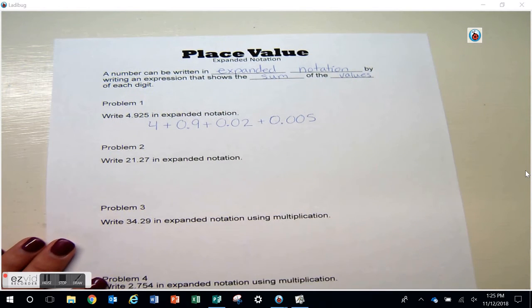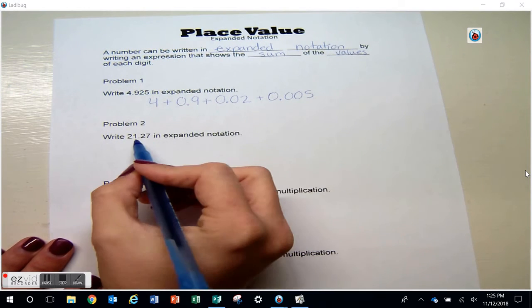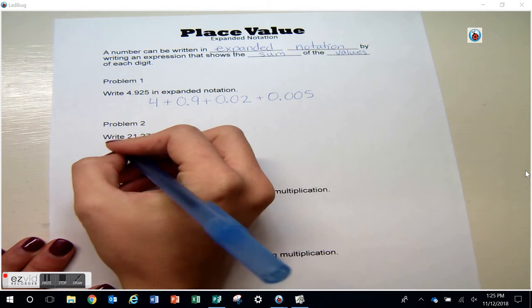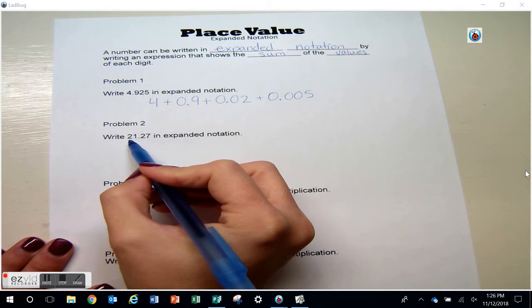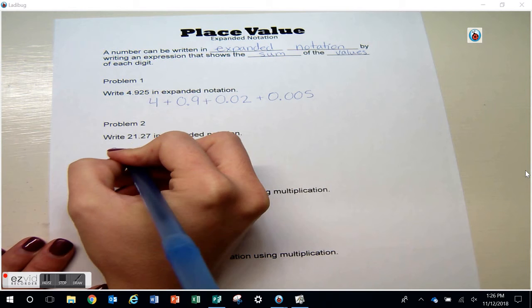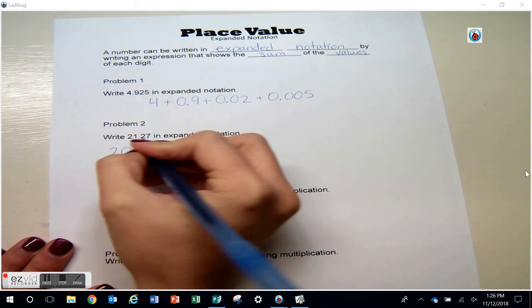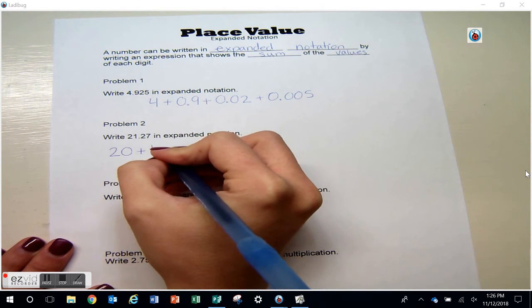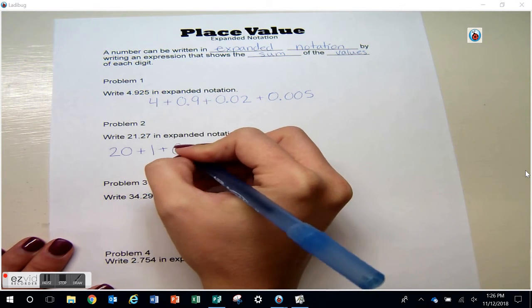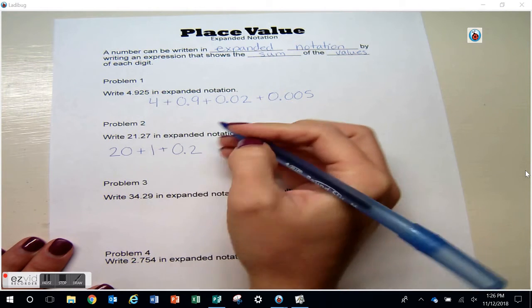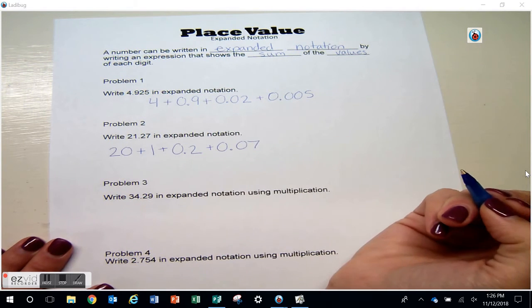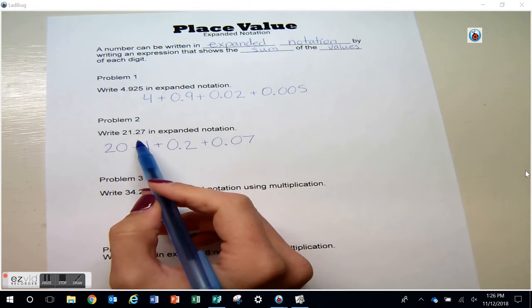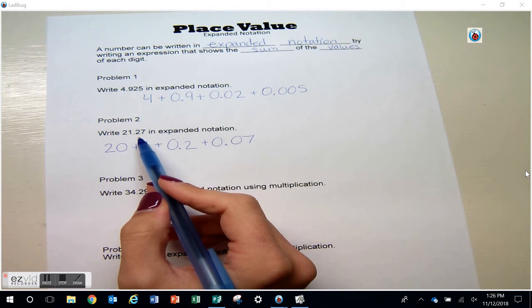Let's continue with problem 2. This 2 is in the tens place. That 2, this first 2, is really worth 20. That 1 is worth 1. That second 2 is worth 2 tenths. And that 7 is worth 7 hundredths. Again, if I were to add these up, I'd get back to our original number.